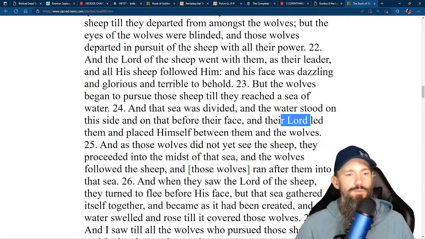And as those wolves did not yet see the sheep, they proceeded into the midst of the sea, and the wolves followed the sheep, and those wolves ran after them into that sea.